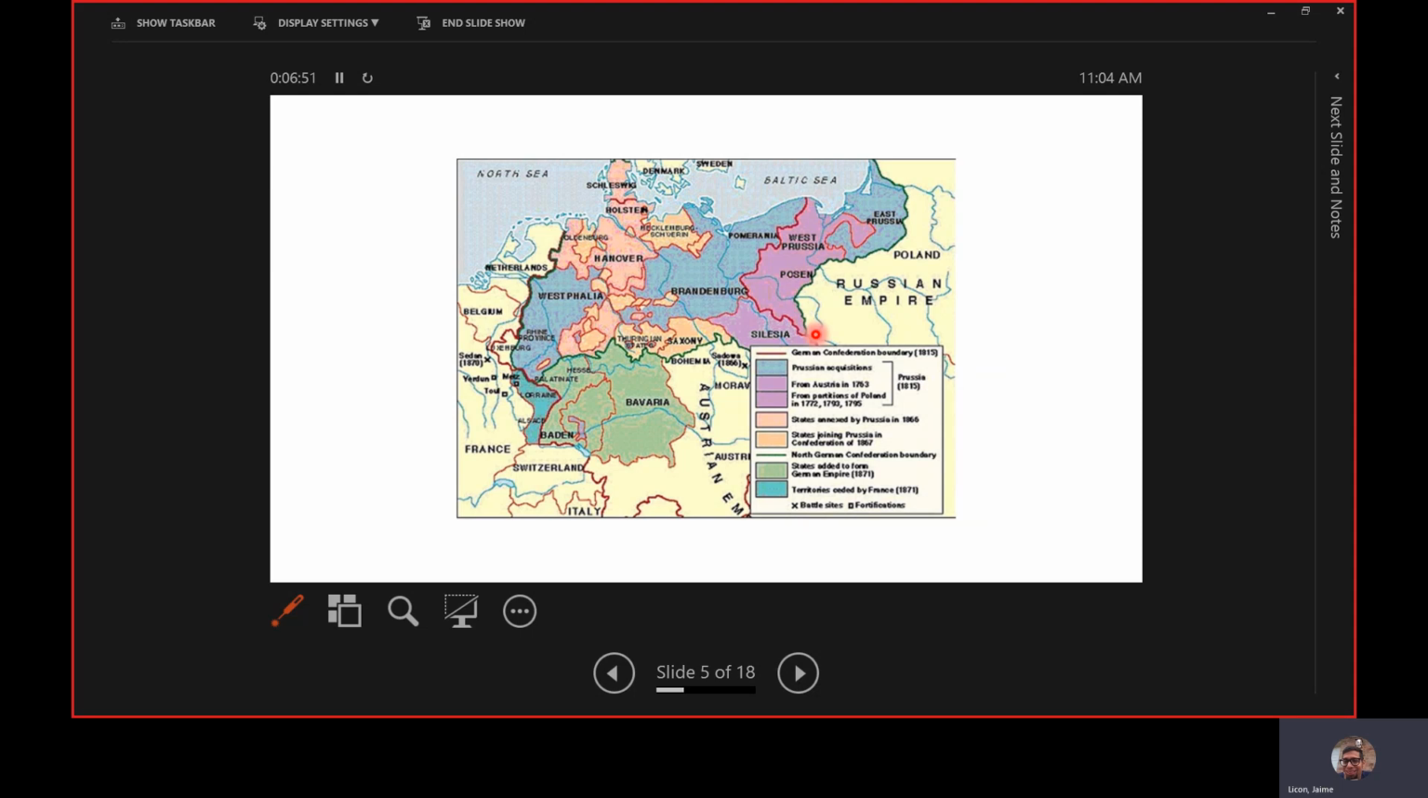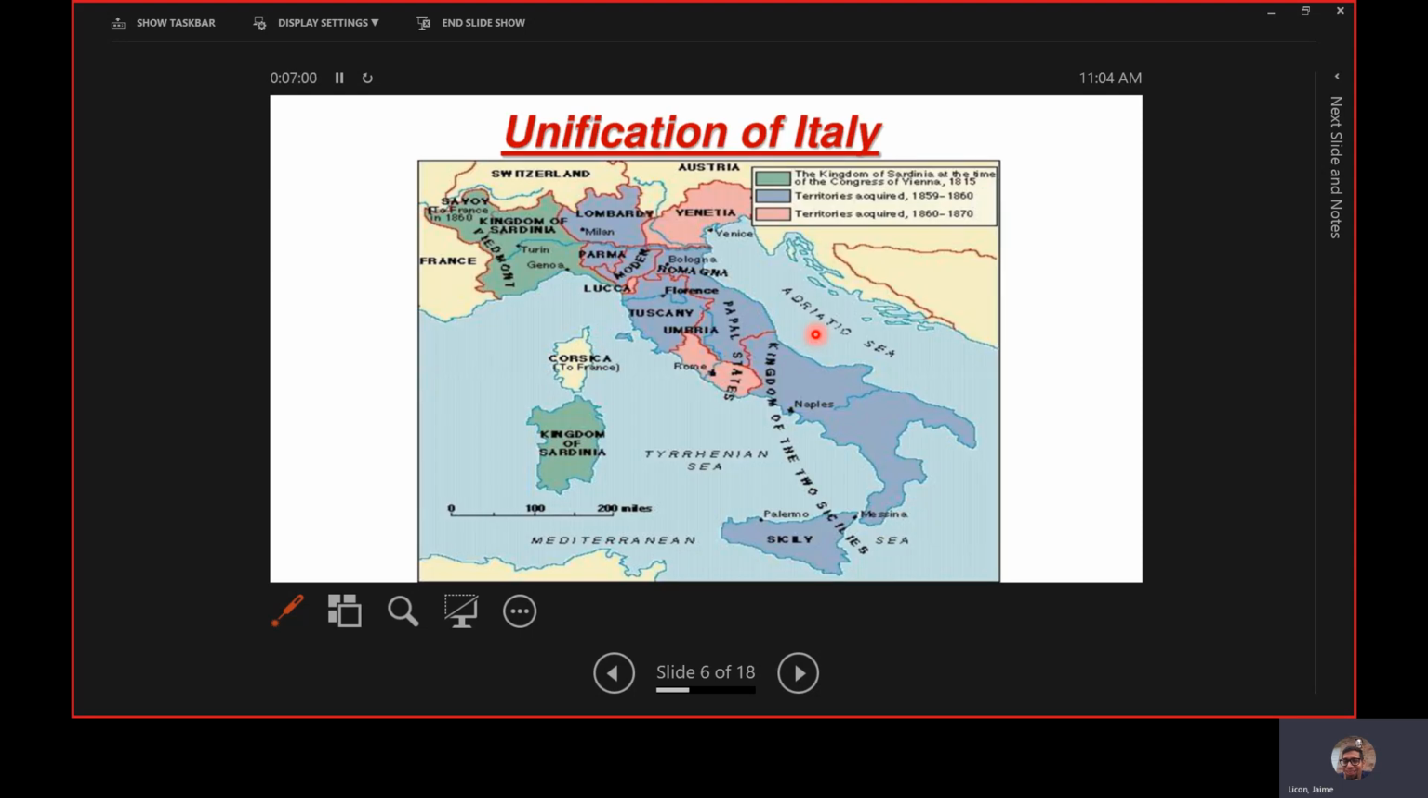Because listen, if every one of us speaks German on this map, let's get together and have a country called Germany. If every one of us speaks Italian on this map, let's get together and make a country called Italy. It says on the handout that there was no single German or Italian speaking nation before 1871.